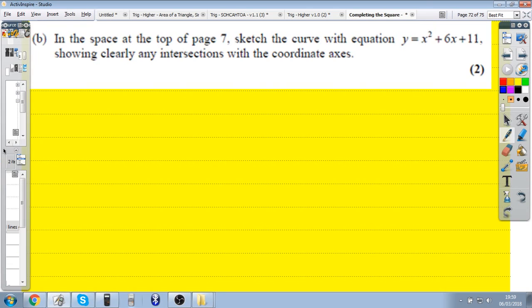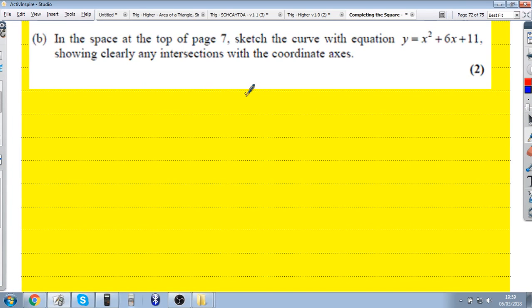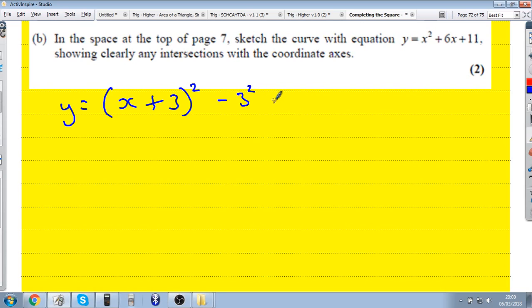Okay. So sketch the graph. So if we say y equals that, then y equals x plus 3 squared, so x plus 3 squared minus 3 squared plus 11, so that will be minus 3. Oh no, plus 3, sorry. Hold on, so minus 9 plus 11? Yeah, plus 3. And that'd be minus 9 plus 12? Oh, sorry, so that'll be plus 2, sorry.